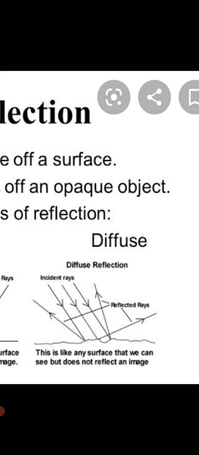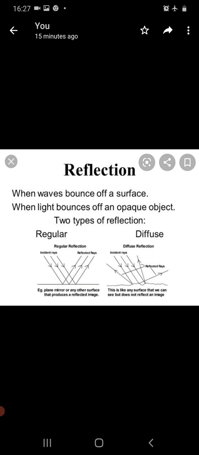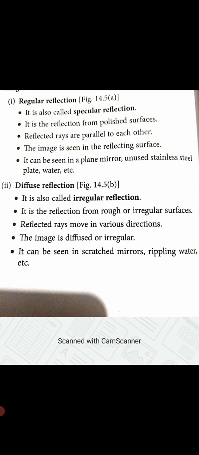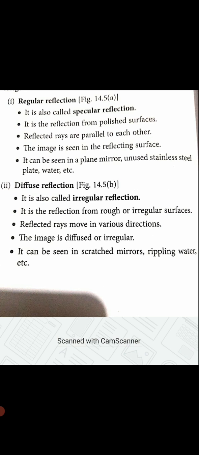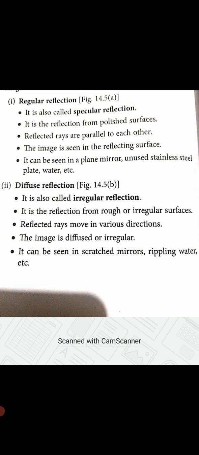That time the surface becomes irregular. So the used stainless steel plate might show the diffuse reflection. Yes, so this was about types of reflection based upon the reflecting surfaces. Regular reflection has the surface which is smooth or polished, whereas the diffuse reflection can be seen on the rough surfaces. All right, children, so that was about regular and diffuse reflection.